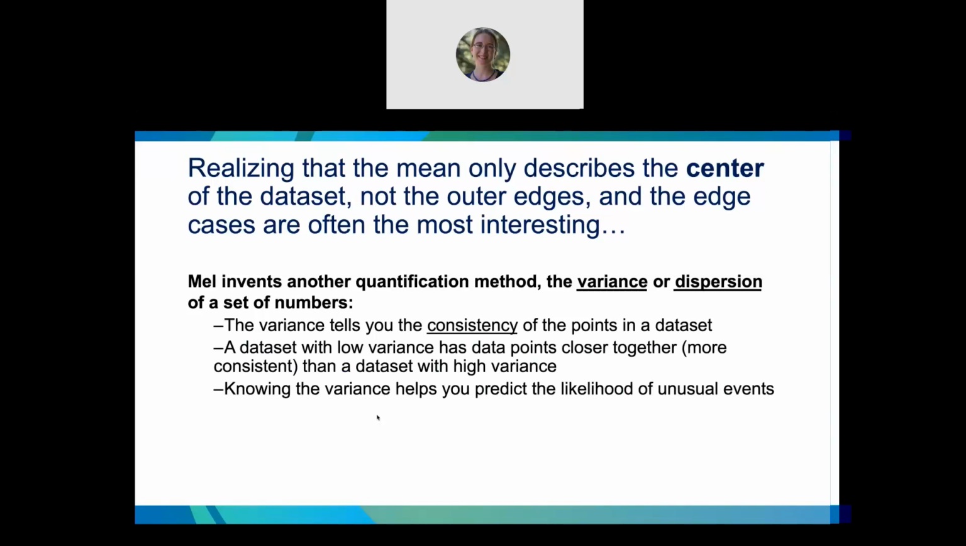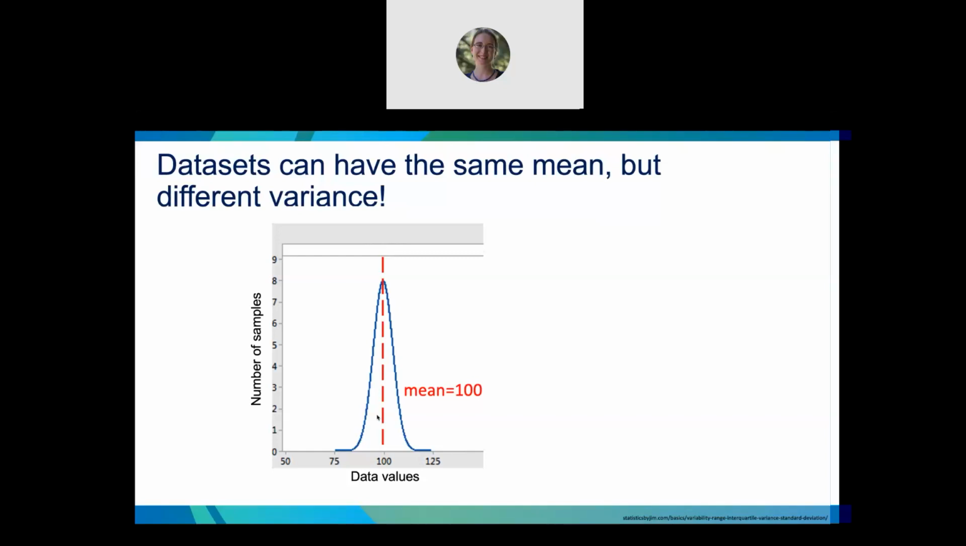Now, this is really important to use alongside mean and variance to describe a data set, because data sets can have the same mean but different variance. So for example, this mean is so misleading. Exactly. And here's a great example of that.